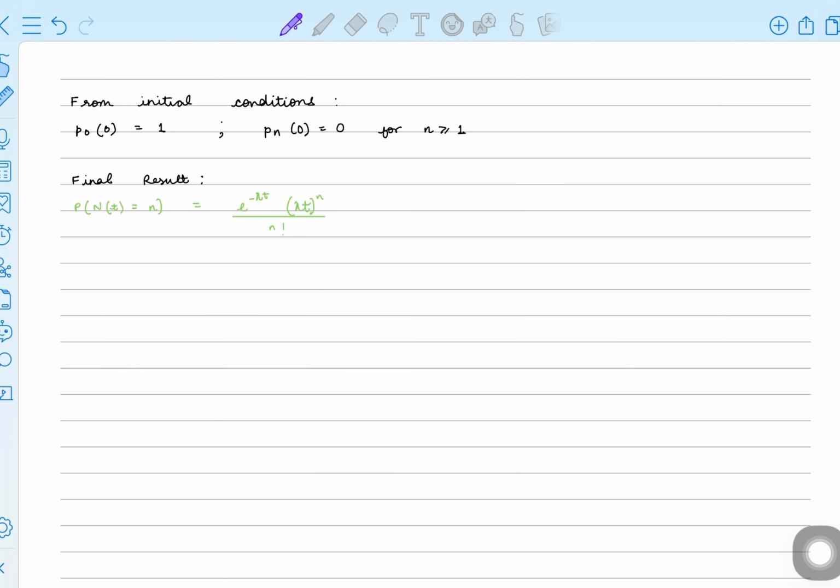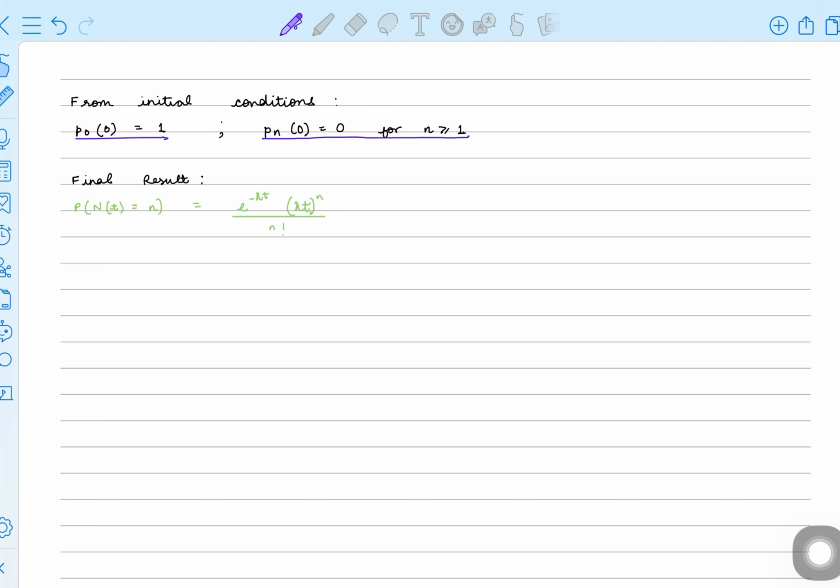Let's conclude the findings of case 1 and case 2 to derive the formula. We know that at the time 0, no events have occurred yet. So, p of 0 with the subscript 0 is equal to 1. Also, p of 0 with the subscript n is equal to 0 for n is greater than or equal to 1. This is because it's impossible to already have events in the starting instant.